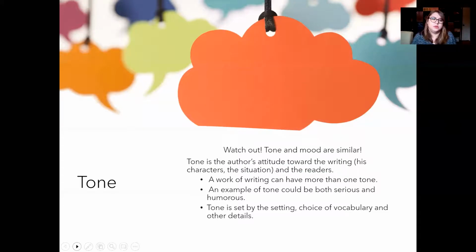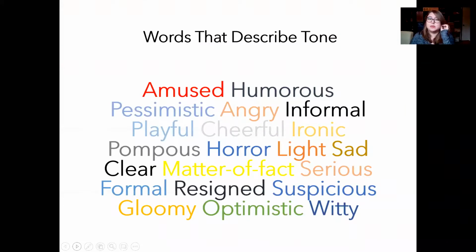So when we look at words that we use to describe tone, we're going to see some that are similar or exactly the same as ones that we saw when we were dealing with mood. So we have words like gloomy, which appeared in both places. Our list of examples that I came up with for these ones: amused, humorous, pessimistic, angry, informal, playful, cheerful, ironic, pompous, horror, light, sad, clear, matter of fact, serious, formal, resigned, suspicious, gloomy, optimistic, and witty.